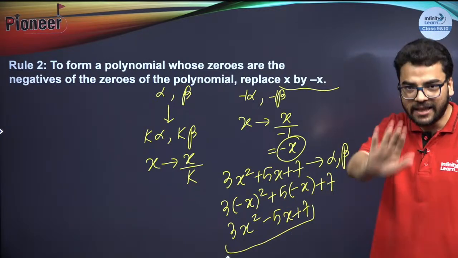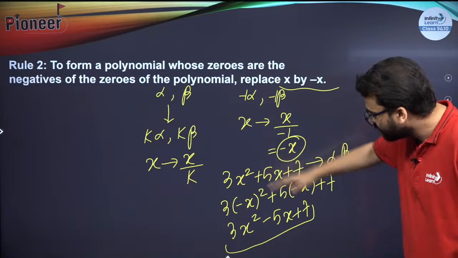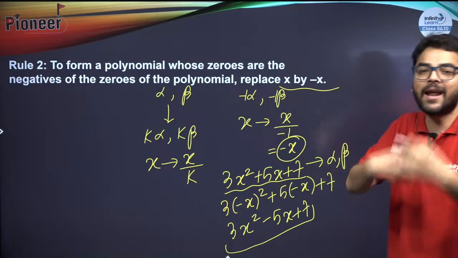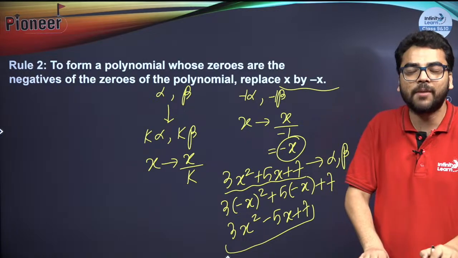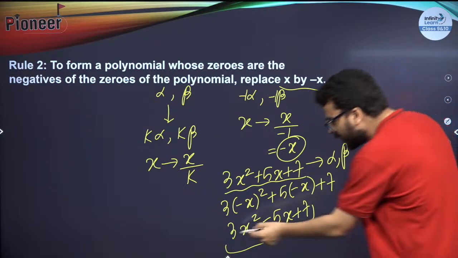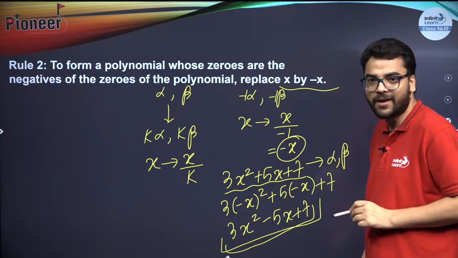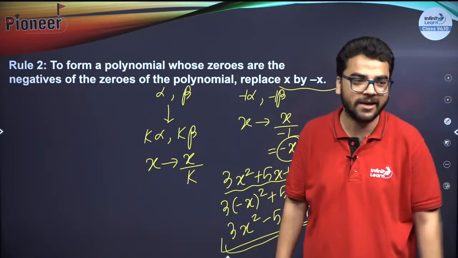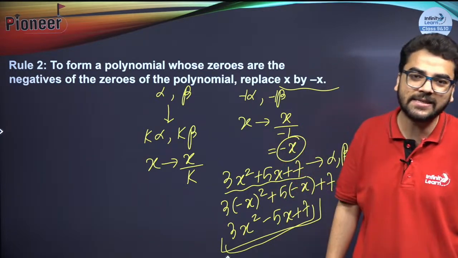Because the reason is there are infinite such polynomials whose zeros are alpha and beta, and there are infinite such polynomials whose zeros are minus alpha and minus beta as well. So maybe in the option directly this polynomial will not be given. You have to work according to the options, but the logic, I hope, is clear to everybody. Any doubt in this thing, guys? Tell me.